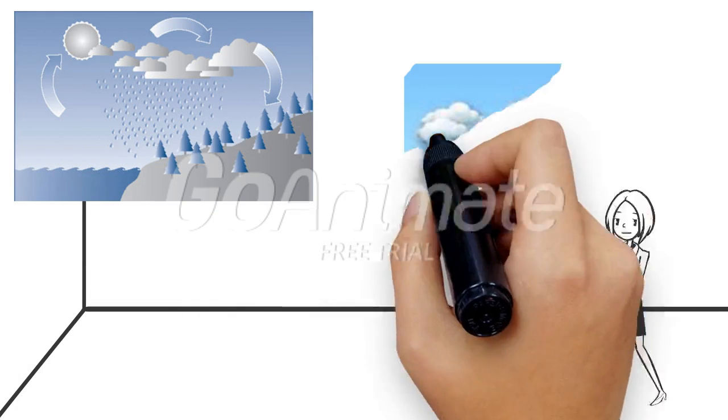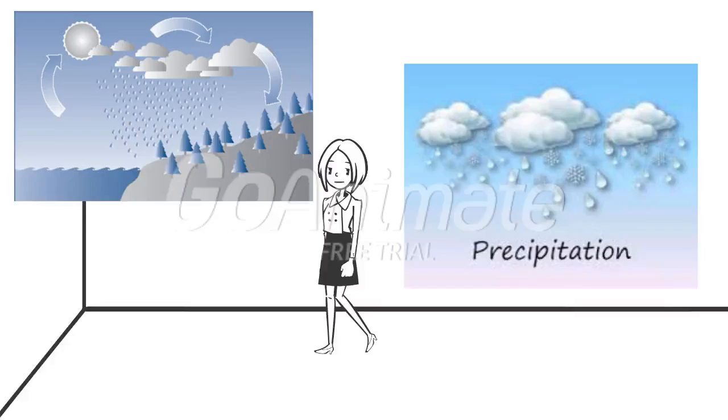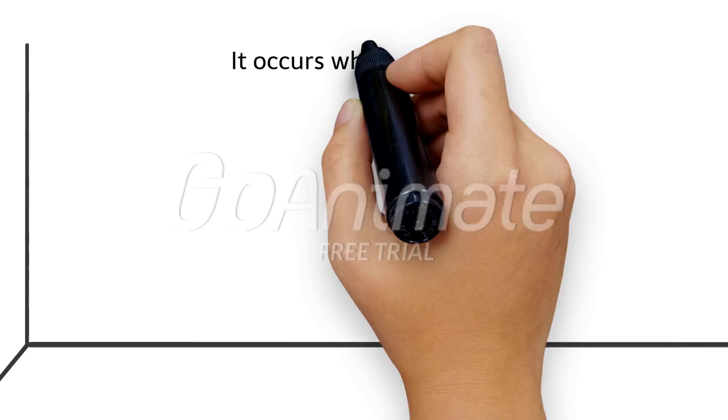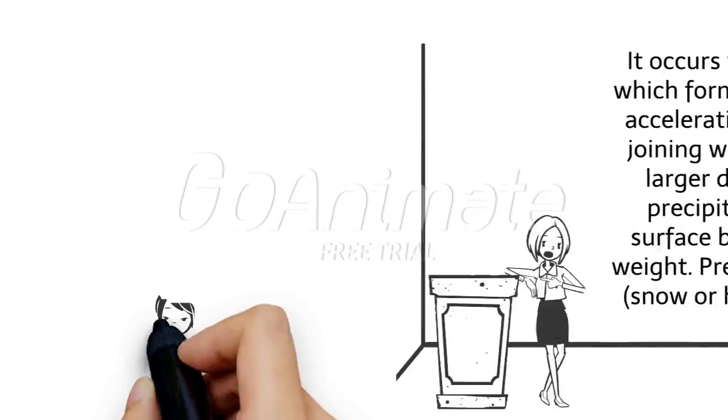Thank you, Kevin. The other process is precipitation. It occurs when water droplets, which form clouds, are cooled by accelerating condensation and joining water droplets to form larger droplets that end up precipitating to the Earth's surface because of their greater weight. Precipitation can be solid or liquid.